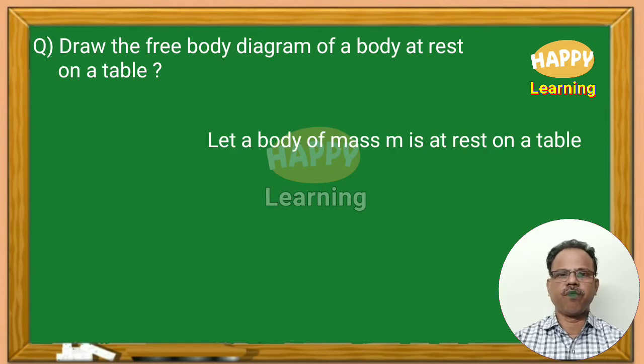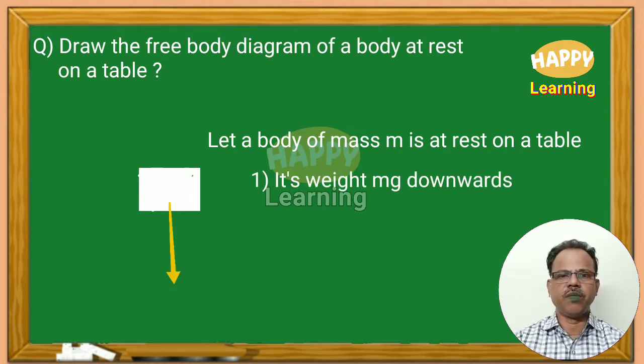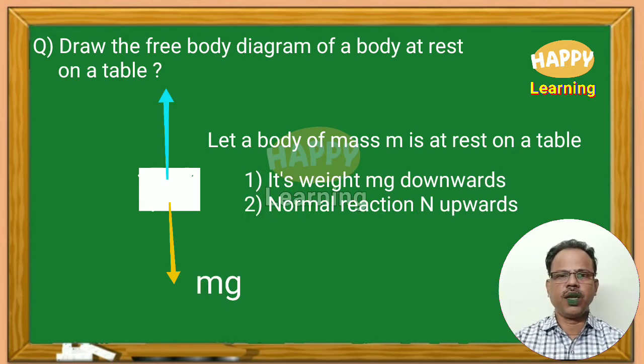Let a body of mass m be at rest on a table. The forces acting on the body are: number 1, its weight mg downwards. Number 2, normal reaction force N upwards. And this is the FBD.